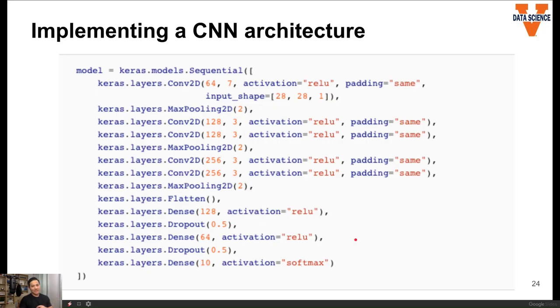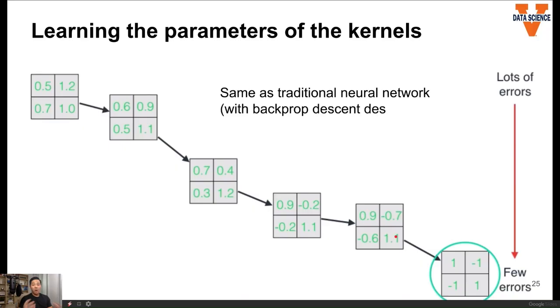So with this architecture, you can train the network to learn the parameters of the kernel. Remember, the kernel contains nothing but network parameters. So you may initialize this with some random values, and you're going to use backpropagation and gradient descent to learn these weights. You may start with random, so you have a lot of error, and you're going to use backprop to reduce this loss, and then you use the gradient to update each of the weights. So 0.5 may be updated to 0.6, 1.2 updated to 0.9, and so on and so forth, and then you update it through many iterations to reduce the errors.